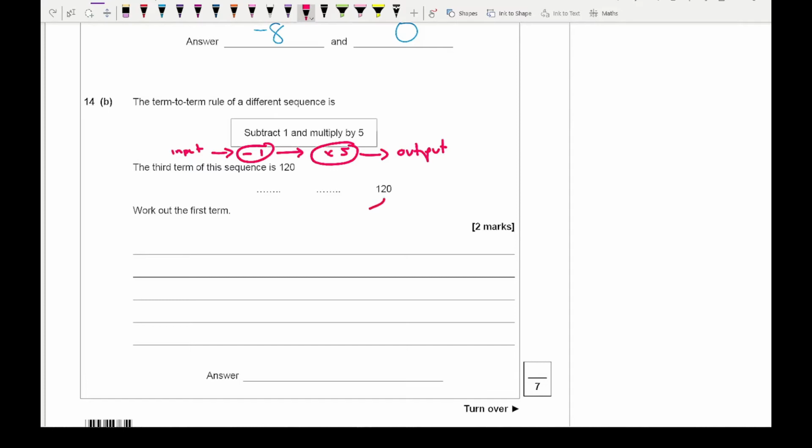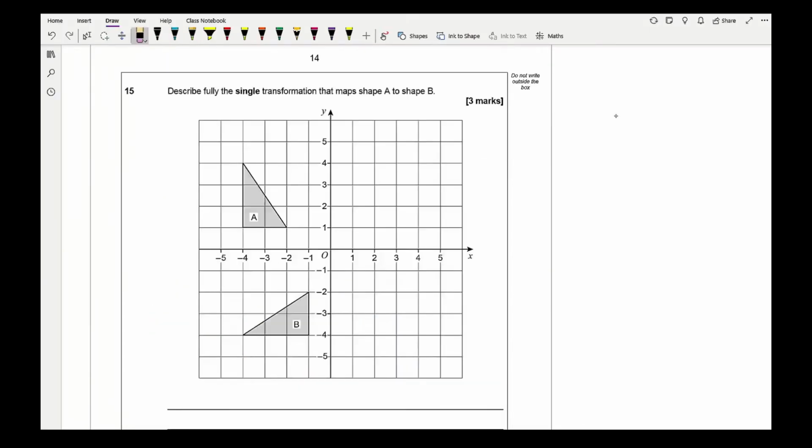To get from the third term to the second term, I need to divide by 5 and then add 1. So 120 divided by 5 is 24, and then add 1 gives me 25. So that's the second term. Then to get from the second term to the first term, I need to do the same. So I divide by 5 and add 1. 25 divided by 5 is 5, plus 1 is 6. So the first term is 6.